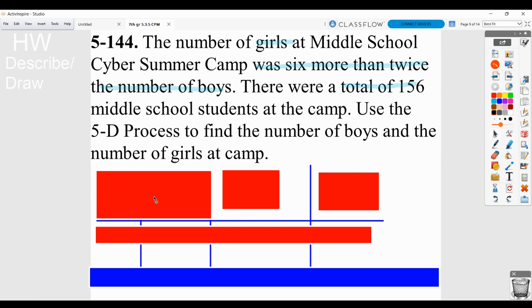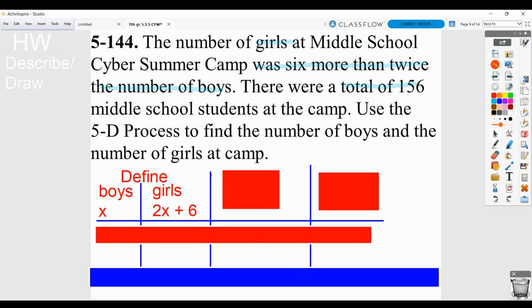Then, based on that, we can do our defining. If boys would be our x, girls would be 2x plus 6, because the girls were 6 more than twice the number of boys. The number of boys would be your x, twice that means multiplied by 2, and 6 more than that means adding the 6.